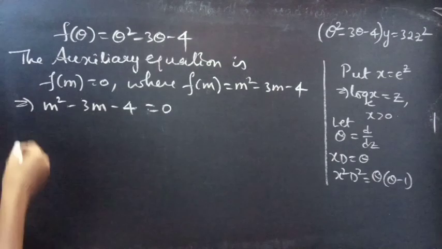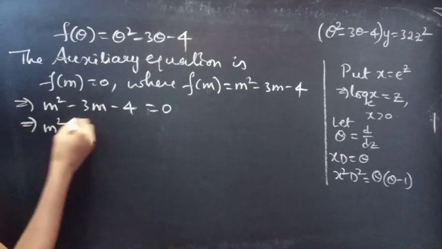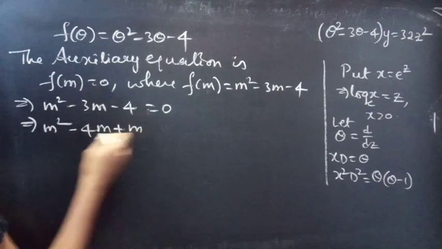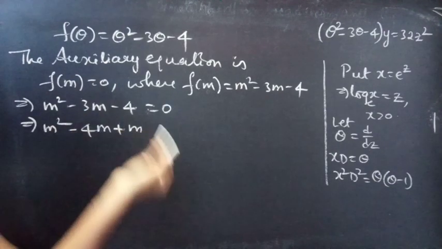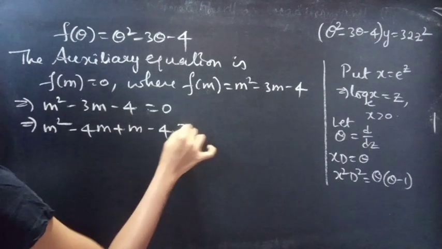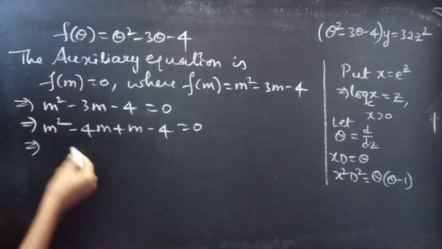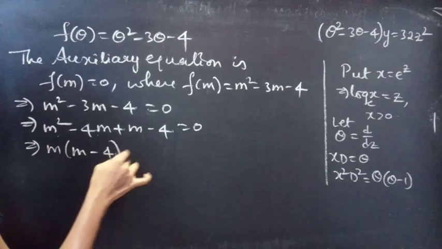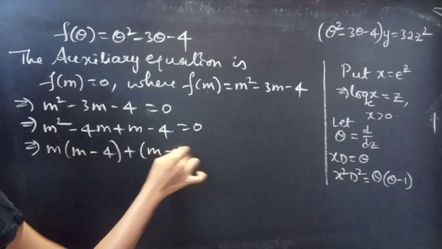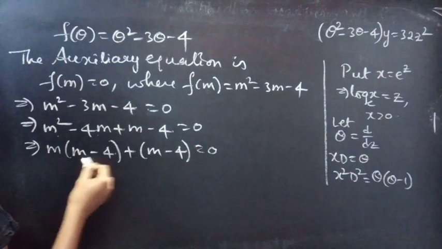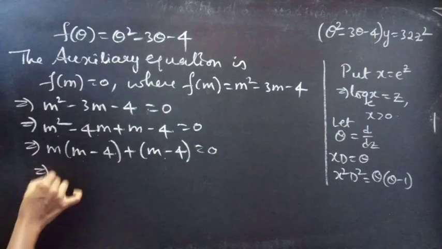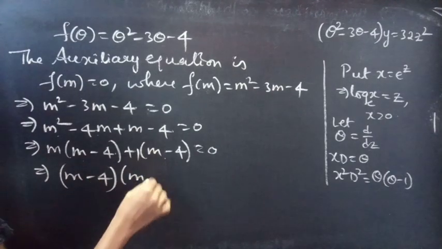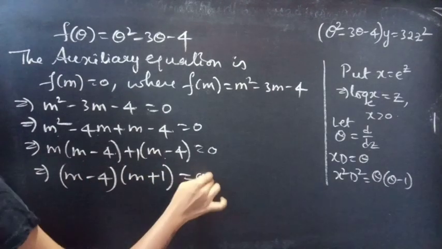Now let's find the roots. Write minus 3m as minus 4m plus m. Minus 4m plus 1m is minus 3m, right? Minus 4 equals 0. Now take m common from these two terms, we get m times (m minus 4), and write the next two terms as they are. If you notice, we have m minus 4 in both the terms, so let's take m minus 4 common, we get (m minus 4)(m plus 1) equals 0, right?